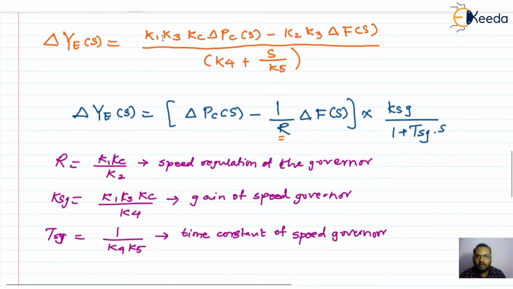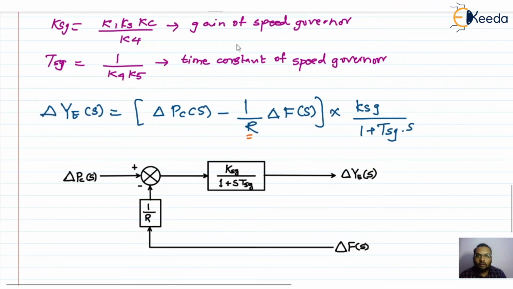In reference to this equation, it will be easy to understand. See now, leave aside the Ksg divided by 1 plus Tsg into s for later. See, this is the output. The steam valve setting is the output. So this output is equal to the summation of the commanded power and the change in frequency.